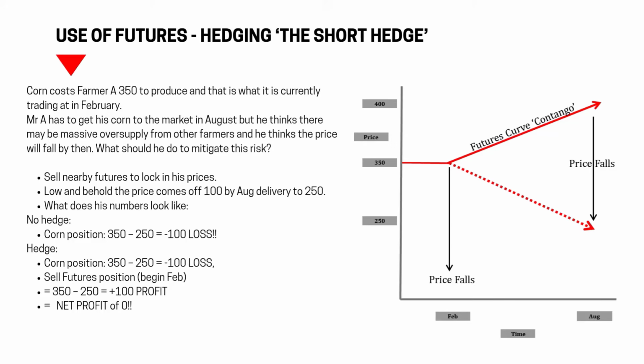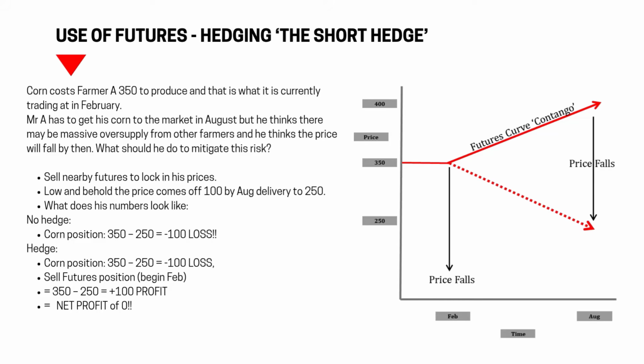So we've got a graphicalized example here, a short hedge. Now corn costs farmer A $3.50 to produce, and that is what it is currently trading at in February. Now he has to get his corn to market in August, a few months away, but he thinks, like we said, there's going to be a massive oversupply and the prices are going to fall heavily. So let's work out what he needs to do. He sells nearby futures to lock in his prices, and lo and behold, his analysis is right.